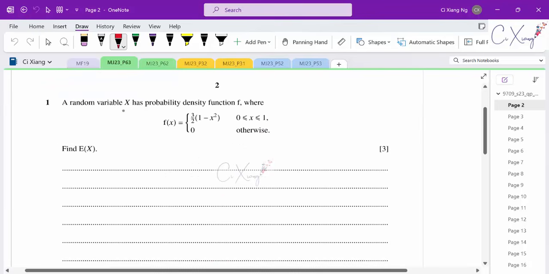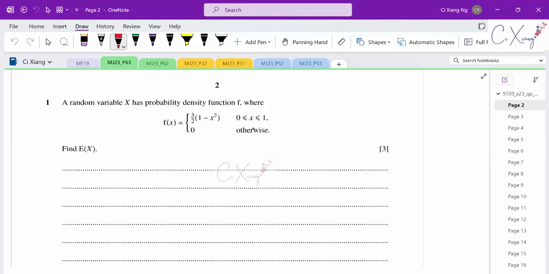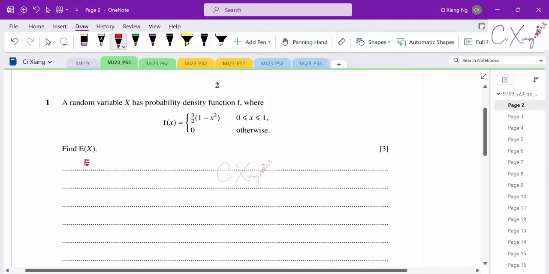There's a random variable x with this probability density function f, which is given like this. So x is from 0 until 1. They want us to find the expected value of x. So basically, to find the expected value of x, you need to know the correct formula or the step to find it.